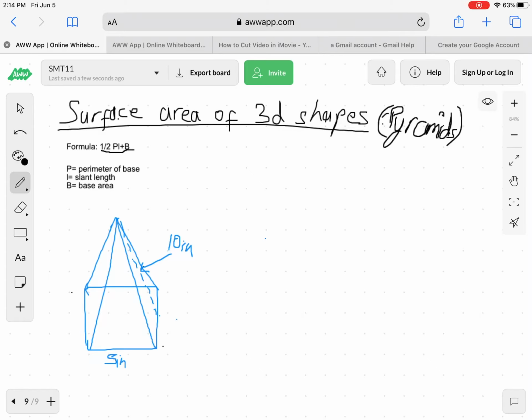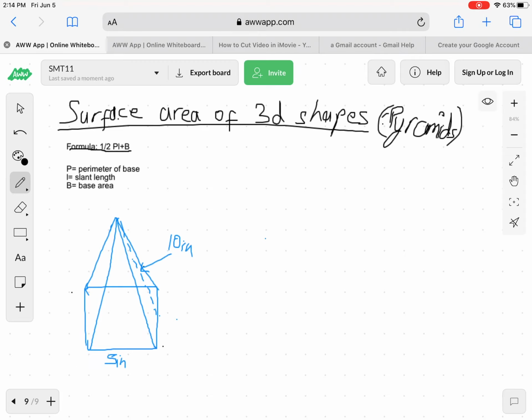Hello and welcome back to the third part of this lesson, where we're trying to learn how to calculate the surface area of 3D shapes. So first, this video we'll be learning about pyramids and cones. And first, to do that, we need to figure out the formula that works for both of them. The formula here would be 1/2 PL plus B.